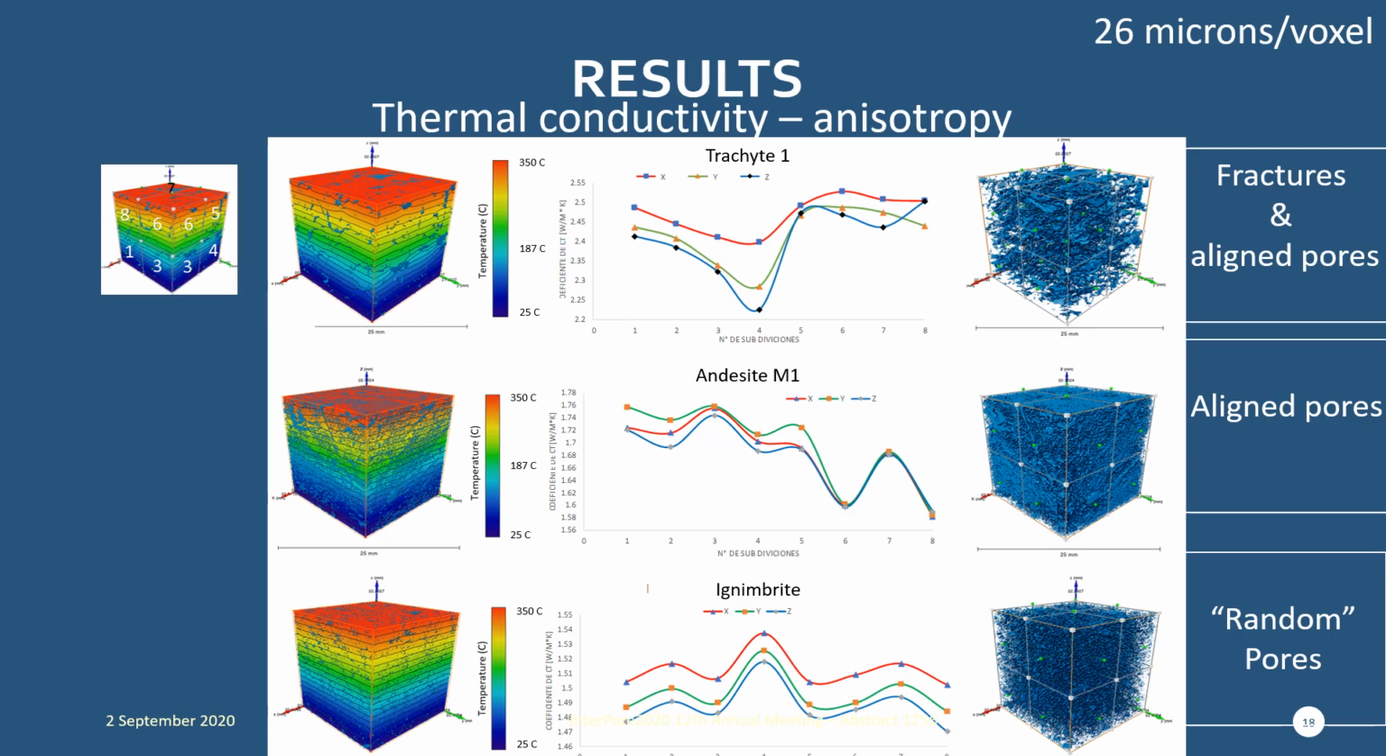So these 3 samples that we are seeing here are the 3 extreme cases that we found in all the samples. So we have on the top one, the one that has more fractures and aligned pores. In the middle one, the one that has a lot of aligned pores. In the bottom one, we have the sample that had no preferential orientation of the pores.